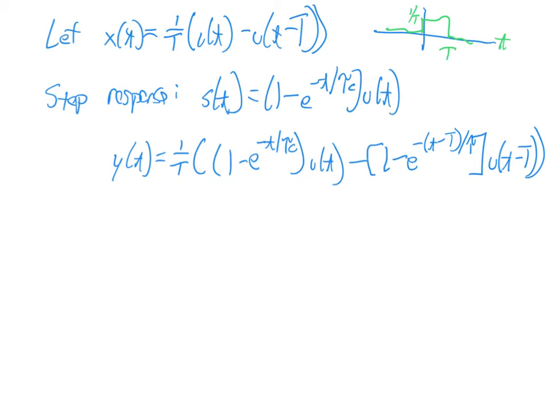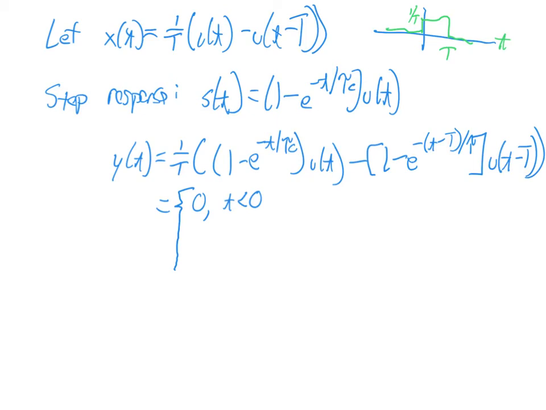And what we're going to do is look at it piecewise in 3 pieces. When t is less than 0, both of the unit steps are 0. So the output is 0 when t is less than 0, as we would expect because the input pulse did not turn on until time equals 0.